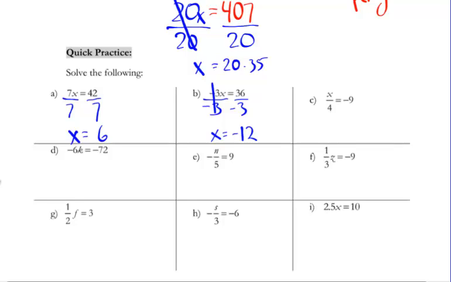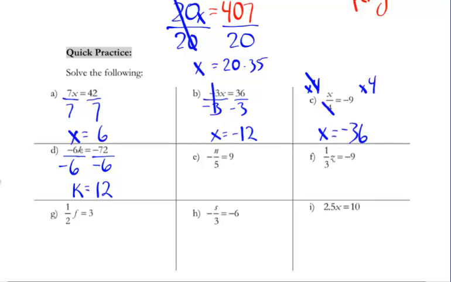Okay, x divided by 4. So if we multiply both sides by 4, then the 4 and the 4 cancel, and we're left with x equals -9 times 4. There's only one negative, so the answer is going to be negative. So that's -36. D, we can divide both sides by -6, and k equals a negative divided by a negative. There's an even number of negatives, so the answer must be positive, and it's +12.